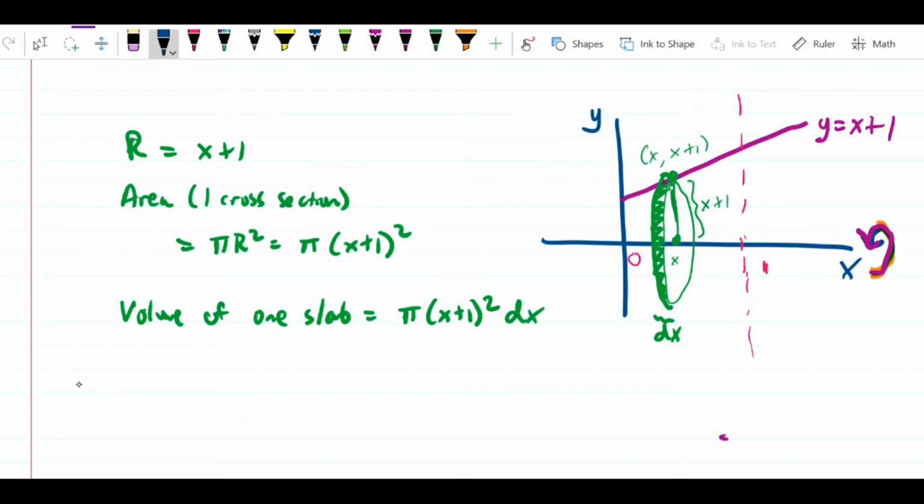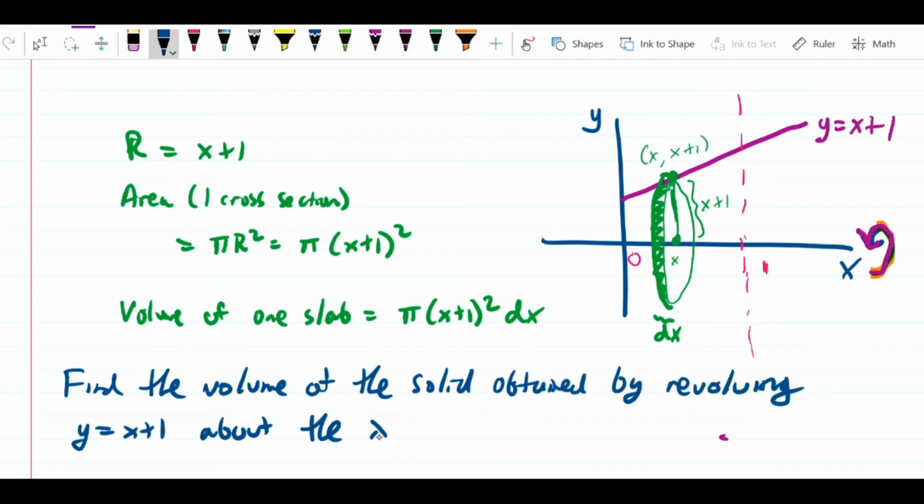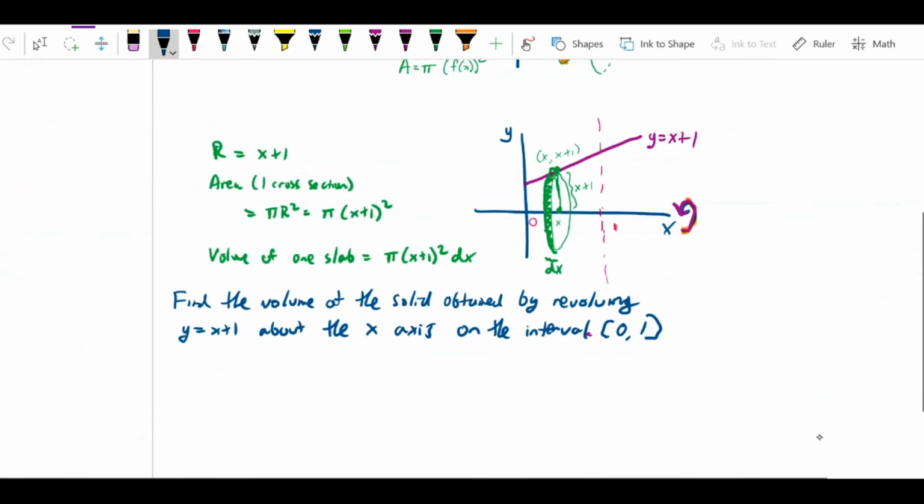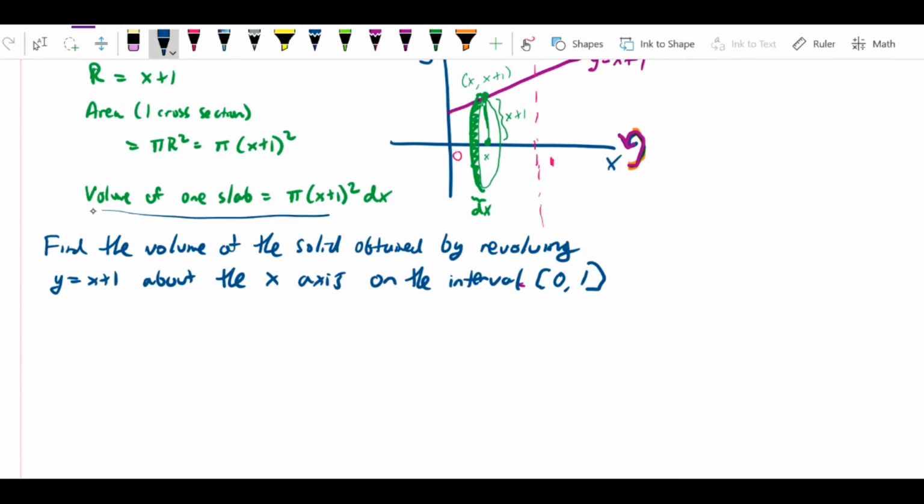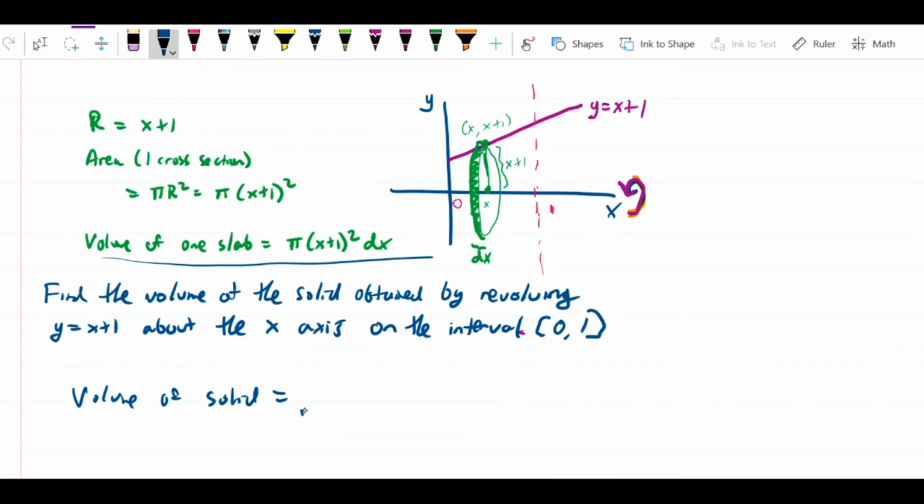So let's quickly write the statement of the problem that we're trying to solve. So that's the formal definition of the solid. Now let's write out the integral. We know what the volume of one slab is. So the volume of the full solid is going to equal the sum of all the slabs, which we get through integration. We're going to integrate from 0 to 1. Where did I get the 1 from? Because we're finding the volume of the solid on the interval 0 to 1.